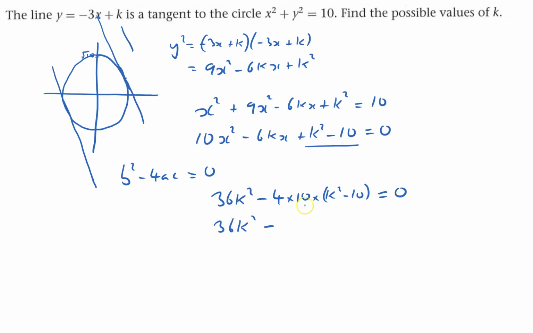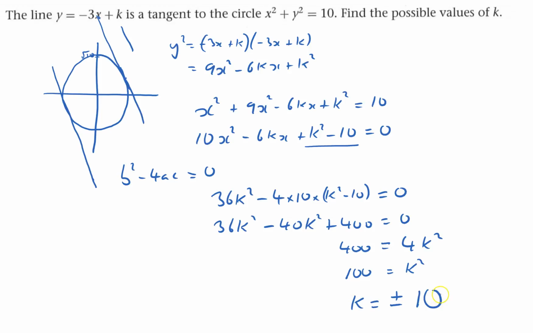So we've got 36k squared minus 40k squared, and minus times minus is plus, 4 times 10 is 400, equals 0. So that gives me negative 4k squared on the left hand side, so I can add that to the right hand side, and it's 400. Divide everything through by 4, and that will give me 100 equals k squared, and so k equals plus or minus 10. And I have found the possible values of k. k could be 10 or k could be minus 10, and that's done.